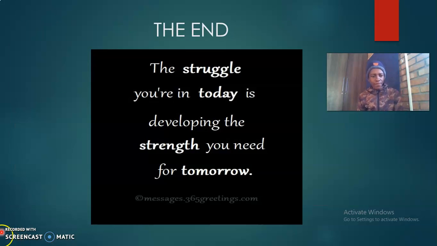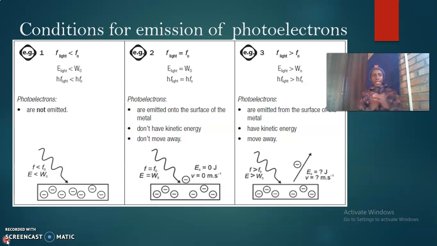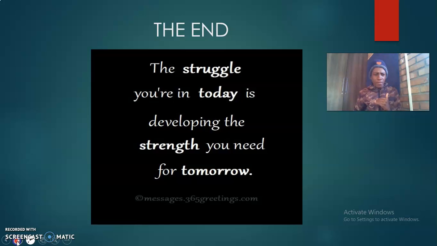Let me repeat again. If the frequency of light is less than the threshold frequency, the electrons cannot move away. If the frequency of light equals the threshold frequency, the electrons will stay on the surface, but they cannot move away because they will have no kinetic energy. If the frequency is greater than the threshold frequency, the electrons will come out on the surface, but this time they will have kinetic energy, therefore they will be able to move away.